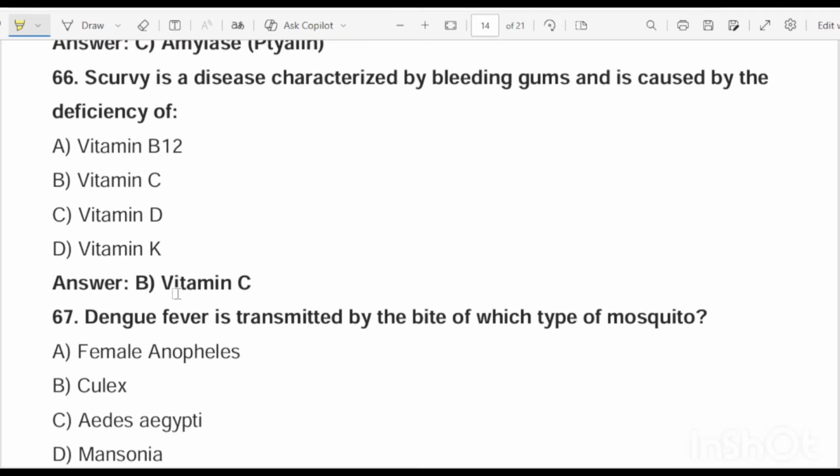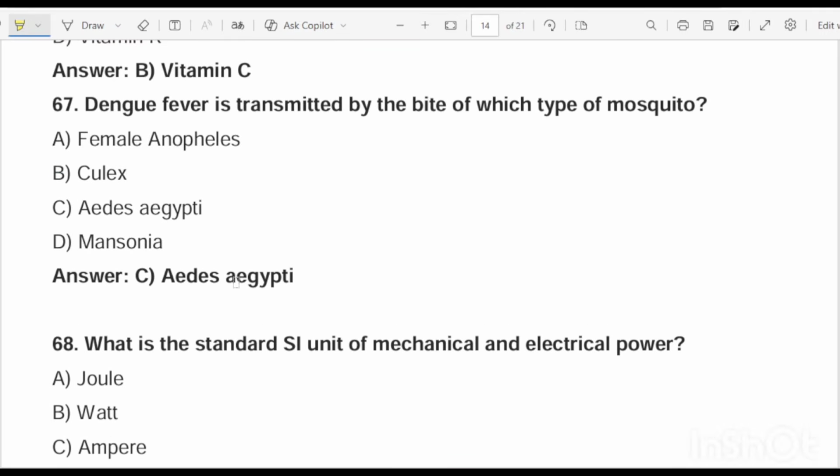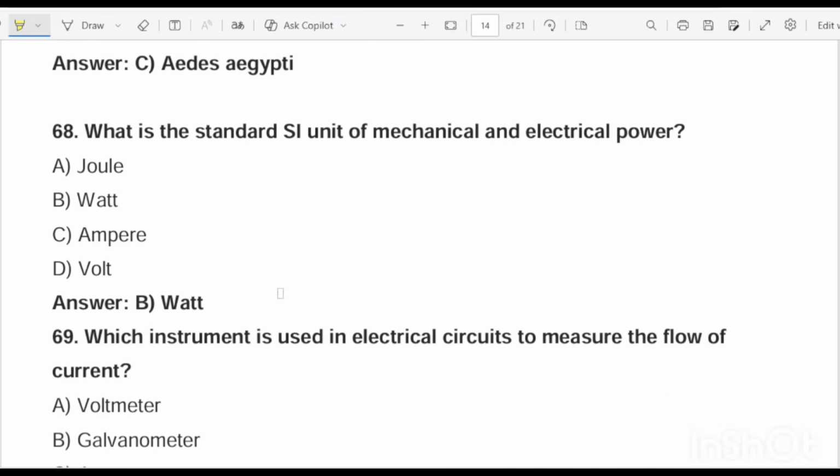Next question. Scurvy is a disease characterized by bleeding gums and is caused by the deficiency of? Correct option, option B, vitamin C. Scurvy is a deficiency of vitamin C. Next question. Dengue fever is transmitted by the bite of which type of mosquito? Means Aedes aegypti. So option C is the correct answer.